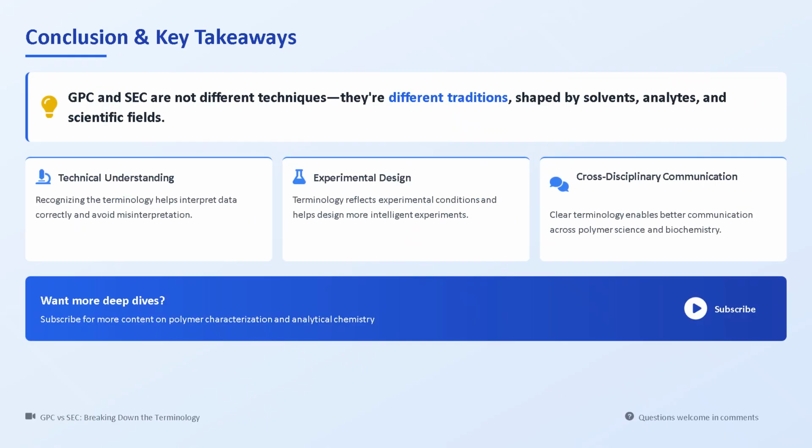In the end, GPC and SEC are not different techniques. They're different scientific traditions born from different applications. Knowing the terminology helps you interpret results correctly, design smarter experiments, and communicate clearly across fields.